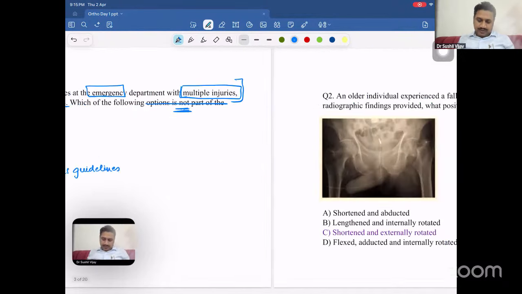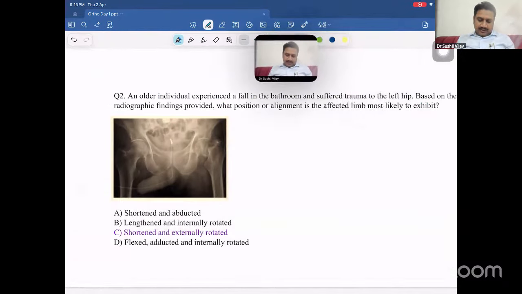So let's go to the next one. Interesting one. An old individual experienced a fall in the bathroom.